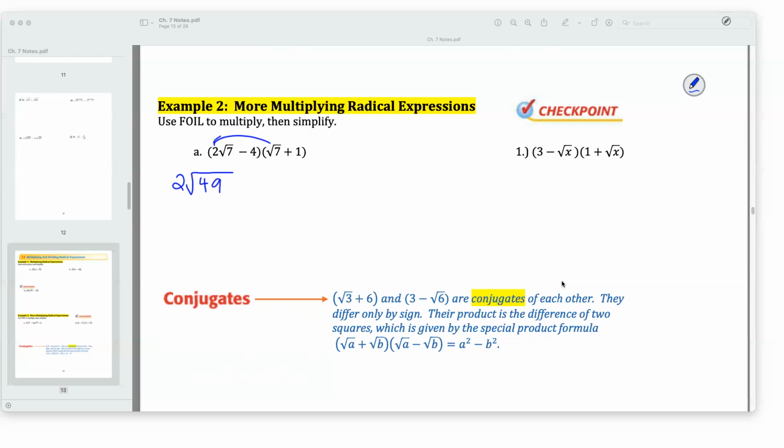Then I'm going to multiply 2 square root of 7 times 1. That's going to be just 2 square root of 7. Then negative 4 times square root of 7 is negative 4 square root of 7. And negative 4 times 1 is negative 4.